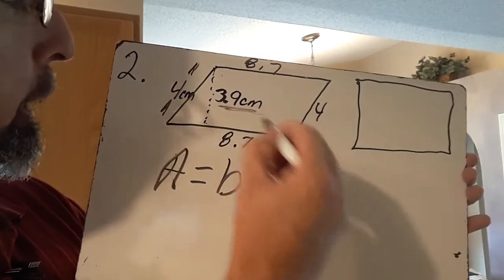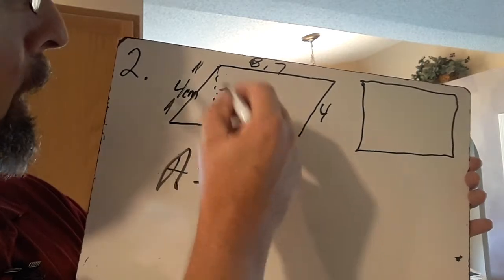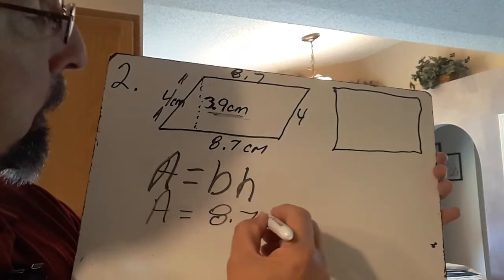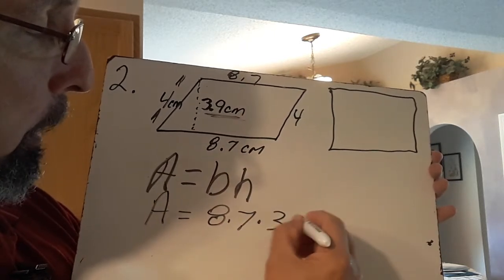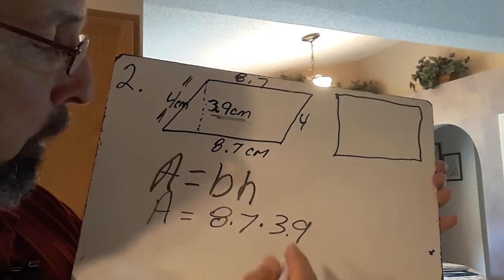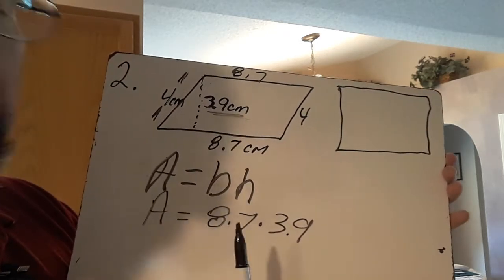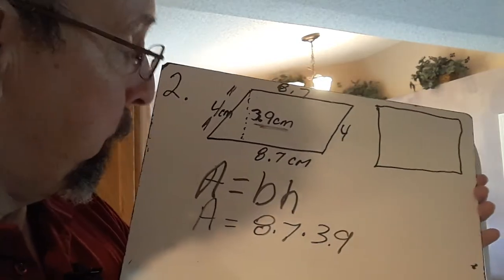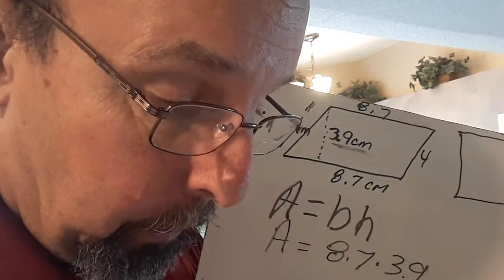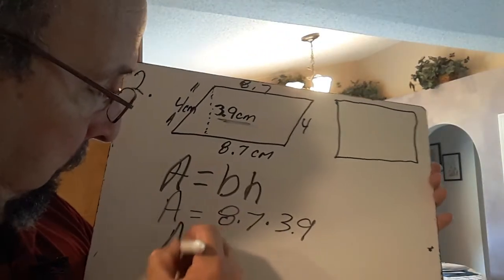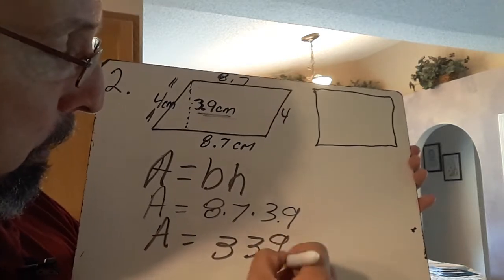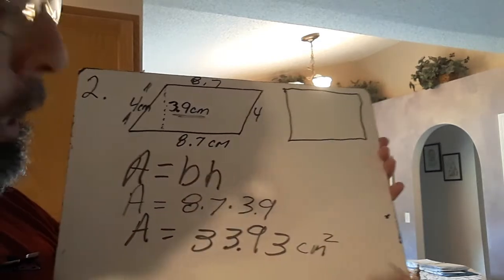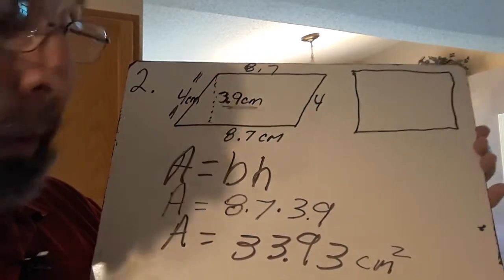So here you use the 3.9, which is the height, times the base. So area equals 8.7 times 3.9. All right, it's going to be a little less than 9 times 4, right? A little less than 9, a little less than 4. So 4 times 9 is 36. It's going to be a little less than that. So the area there ends up being 33.93, and that's square centimeters or centimeters squared. All right? That's how you do that one.